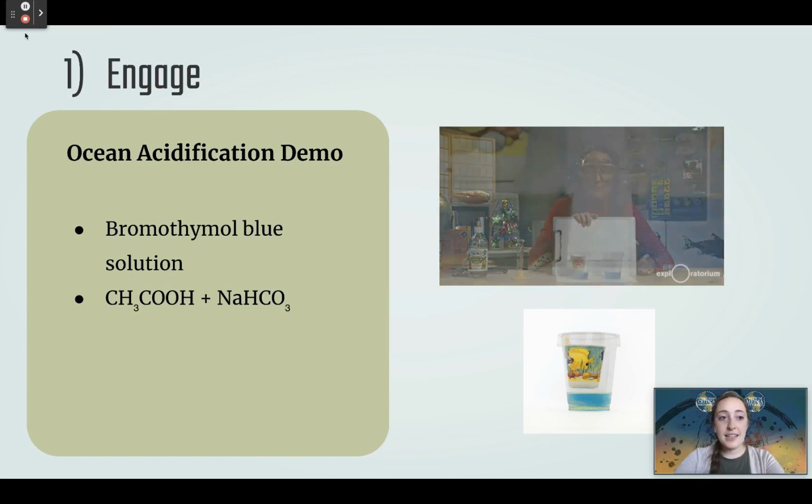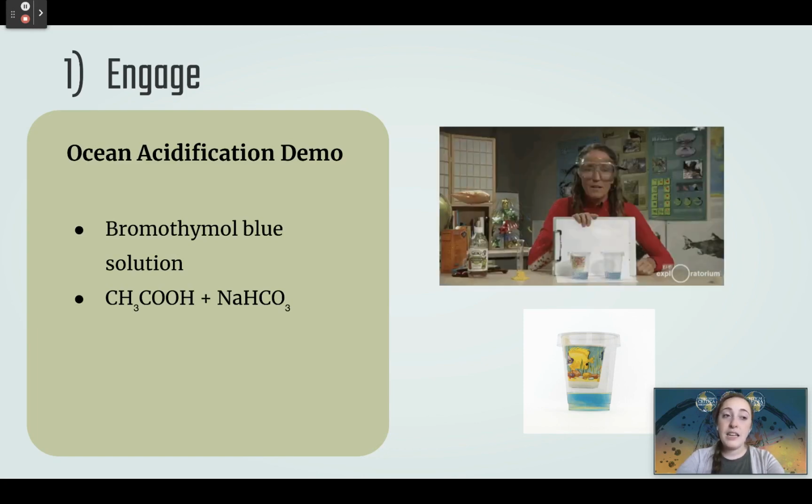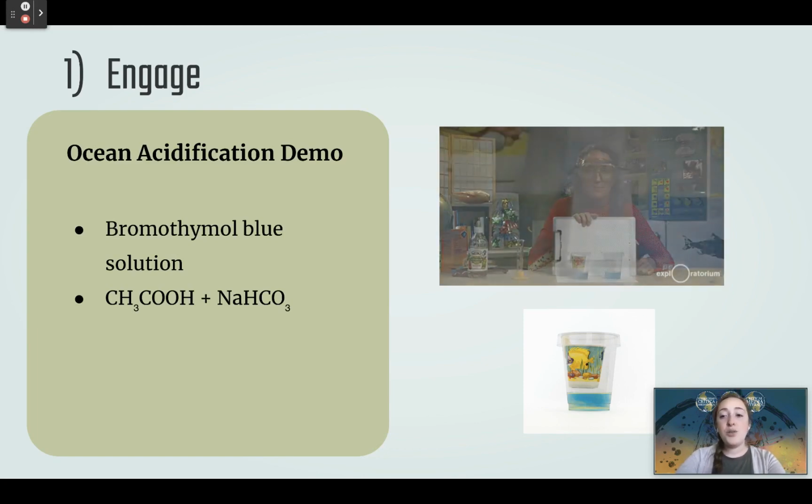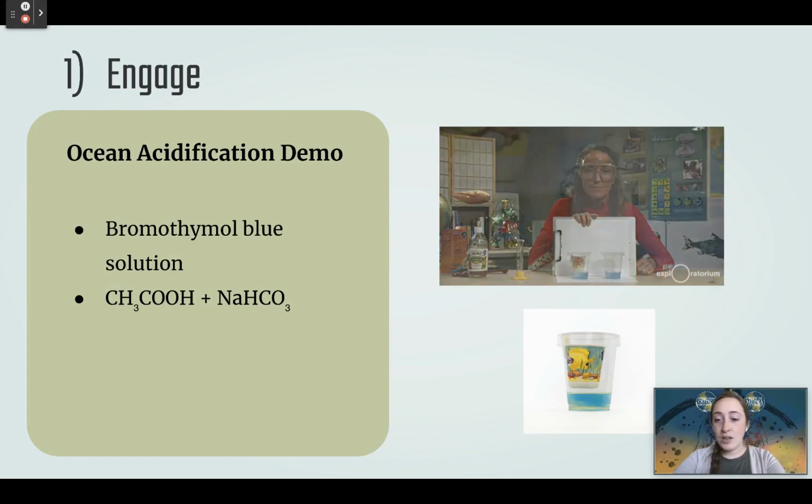So, the science lesson that the students will be doing during this time has to do with climate change. It revolves around how ocean acidification, due to climate change, impacts different organisms, particularly our calcifiers. And so, they'll go through a 5E lesson, meaning that they'll go through an engage, explore, explain, elaborate, and evaluate step. And so, in the engage step, they witness an ocean acidification demo which involves acetic acid and sodium bicarbonate.